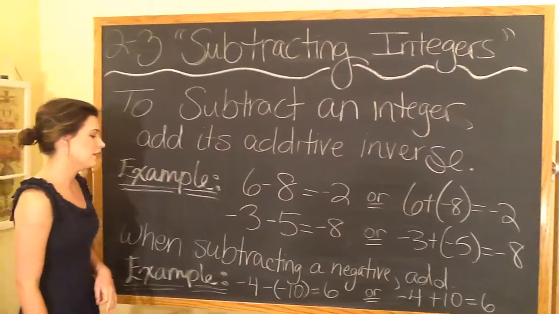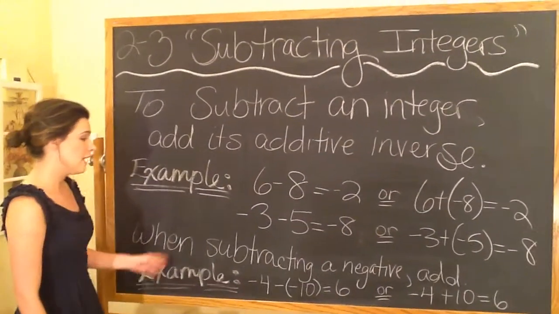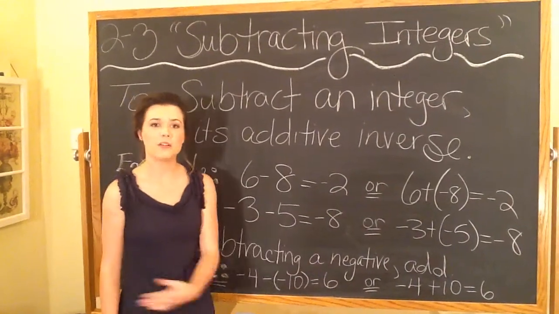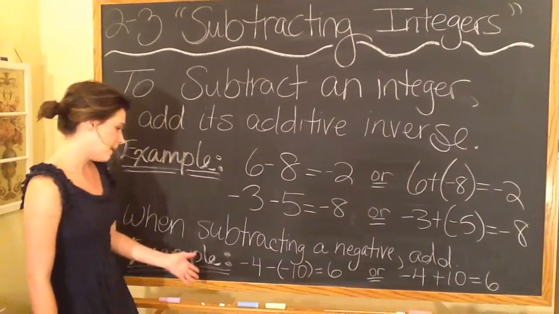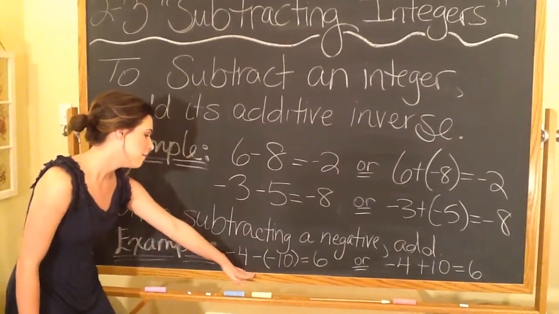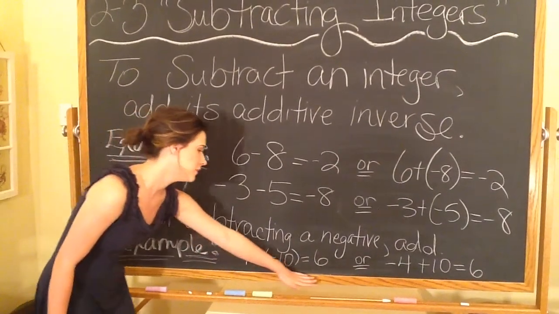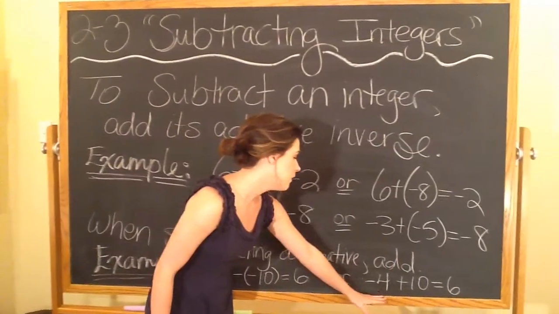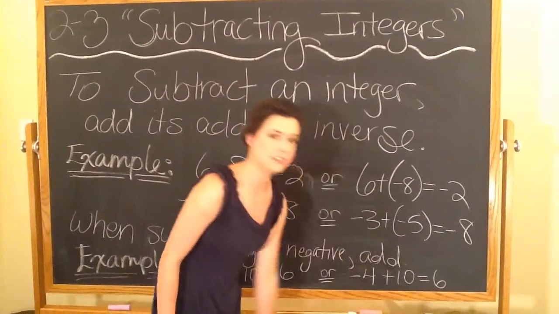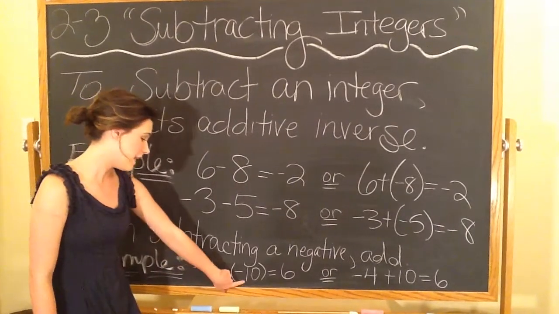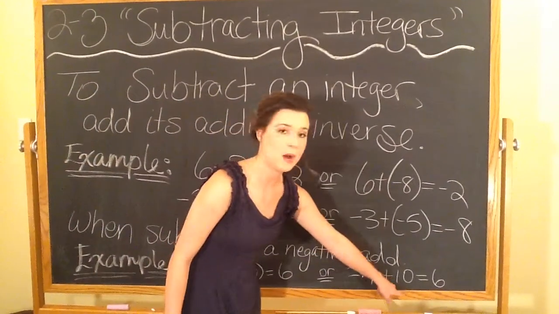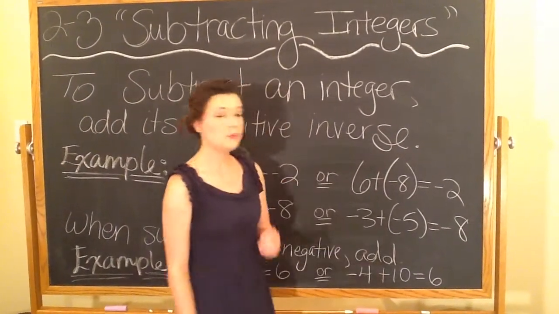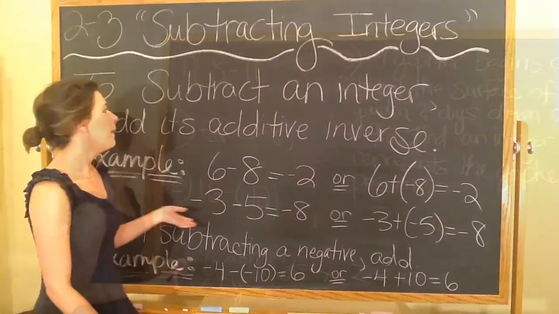Another thing to think about is that when you're subtracting a negative number, it's almost like adding. For example, if you do -4 minus -10 equals 6, it might be easier for you to think of it as -4 plus 10 equals 6. So instead of having a minus negative, you could just plus a positive number instead. So let's do a few examples and we'll see what we get.